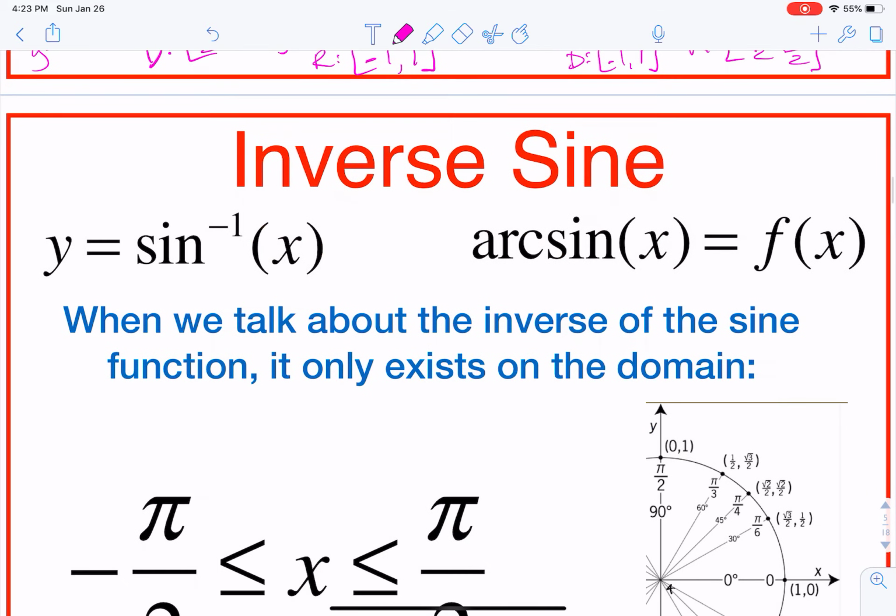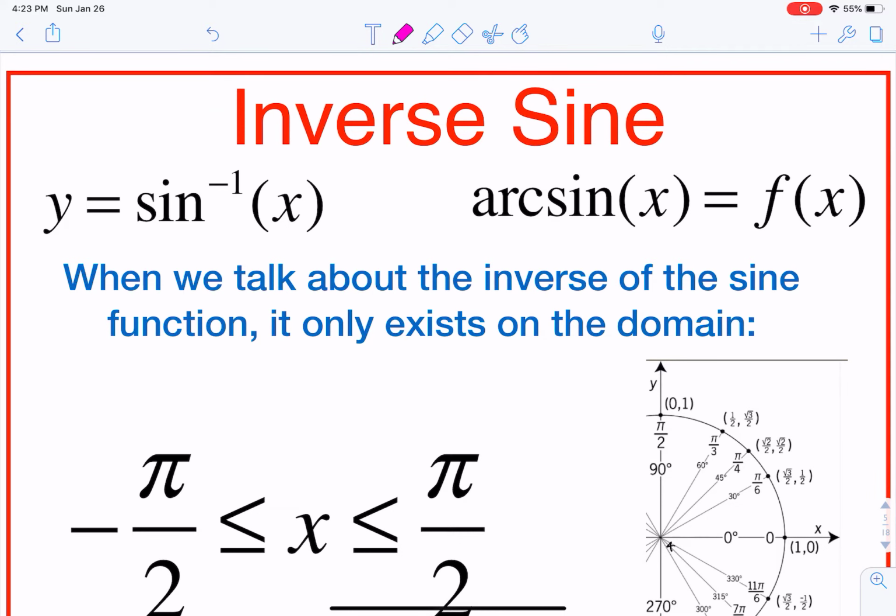So let's dive in a little bit here. Inverse sine, another way to talk about inverse functions is to call it arc sine. So these two things will be used interchangeably moving forward.